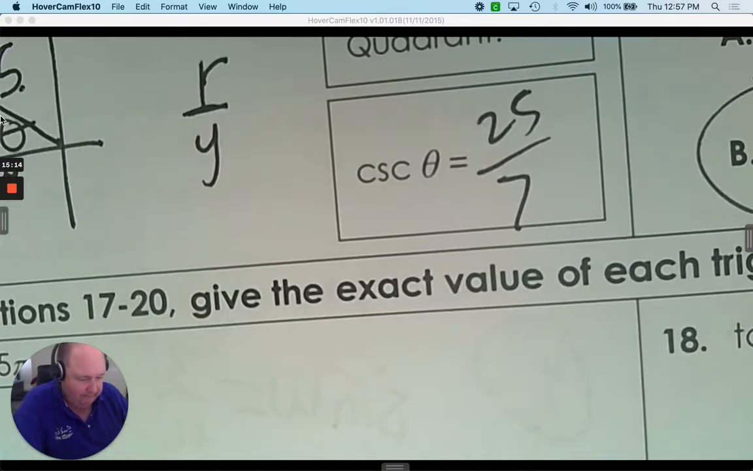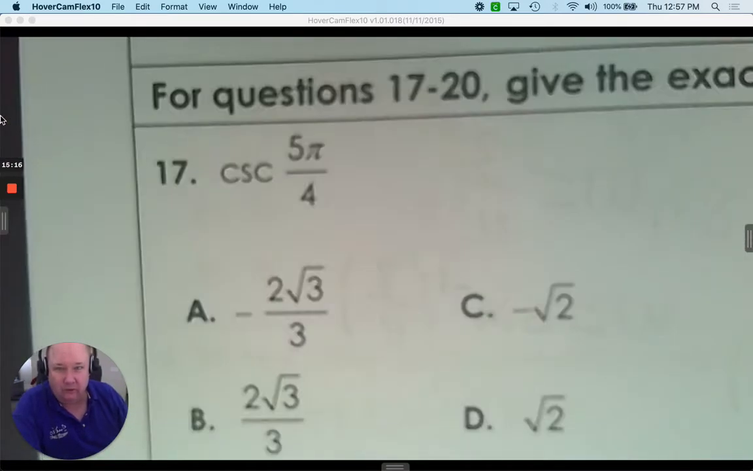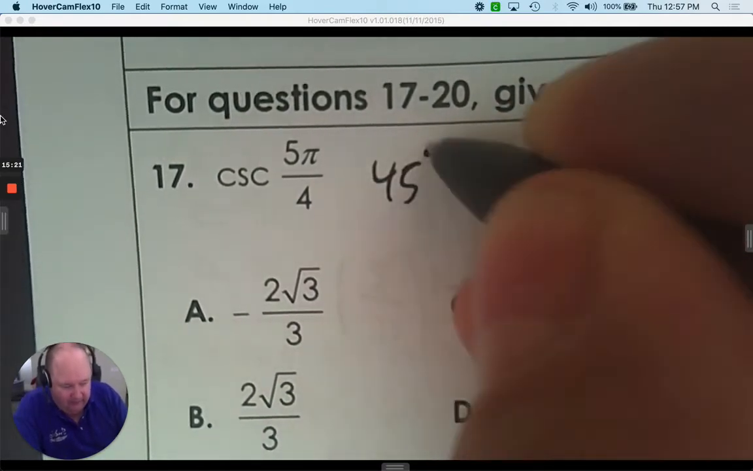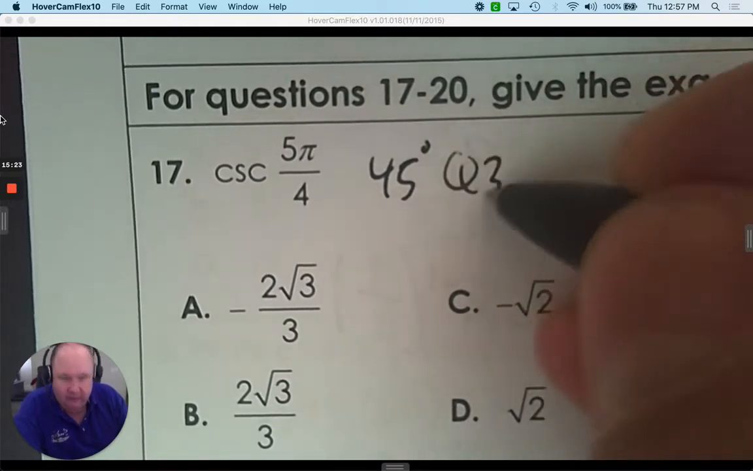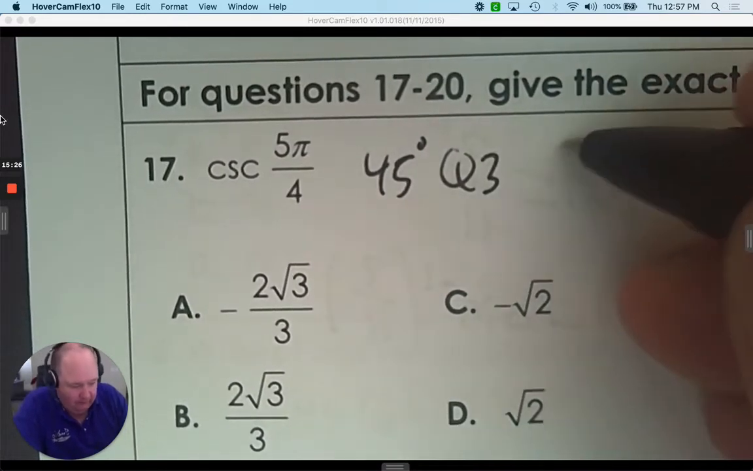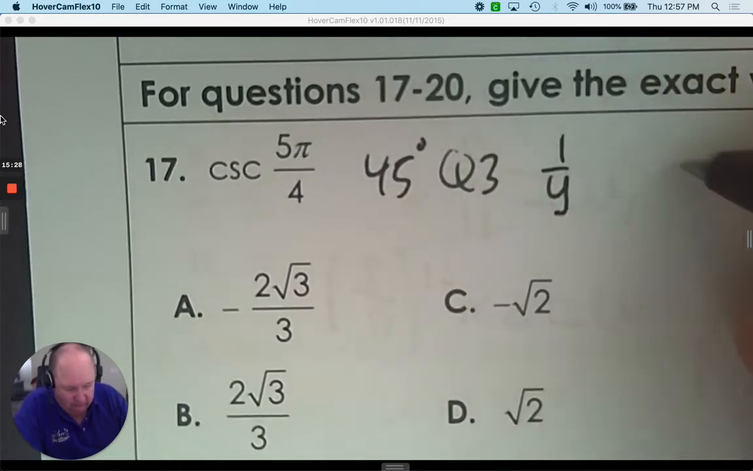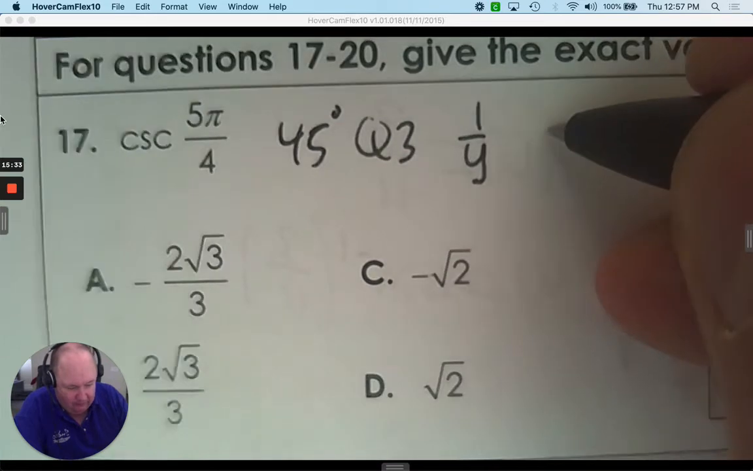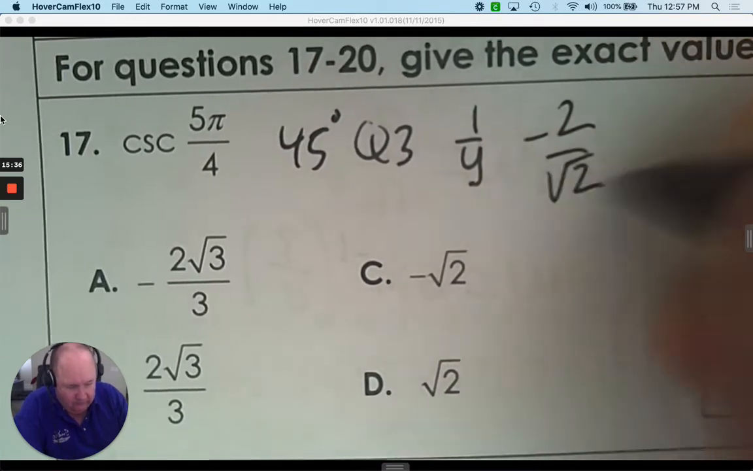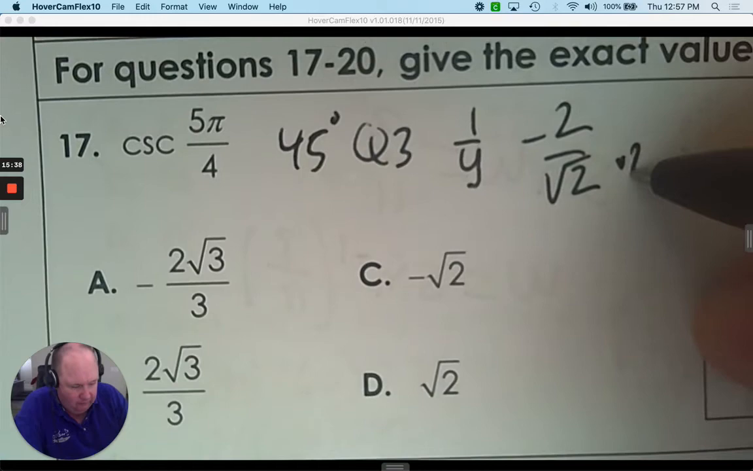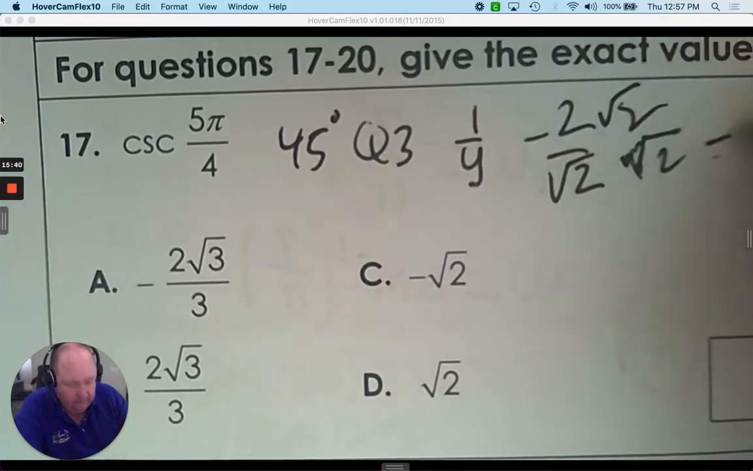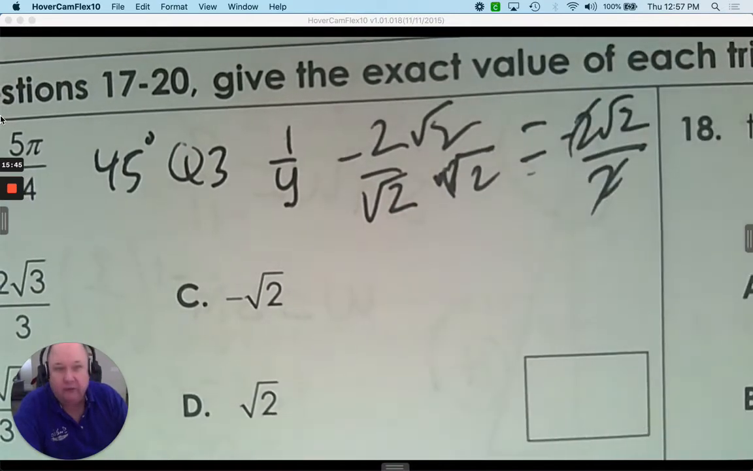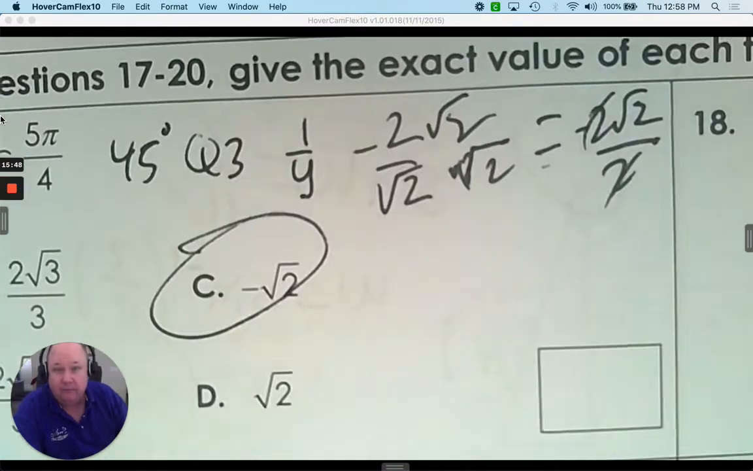Number 17. Do you know your unit circle? So the value of cosecant at 5 pi over 4, that's a 45-degree reference angle. We're in quadrant number 3. So we take the y-coordinate and do the reciprocal. The y-coordinate there would be negative root 2 over 2. So the reciprocal would look like that, times root 2, and you get negative 2 root 2 over 2. The 2's cross out, so it's just negative root 2. So the answer is C.